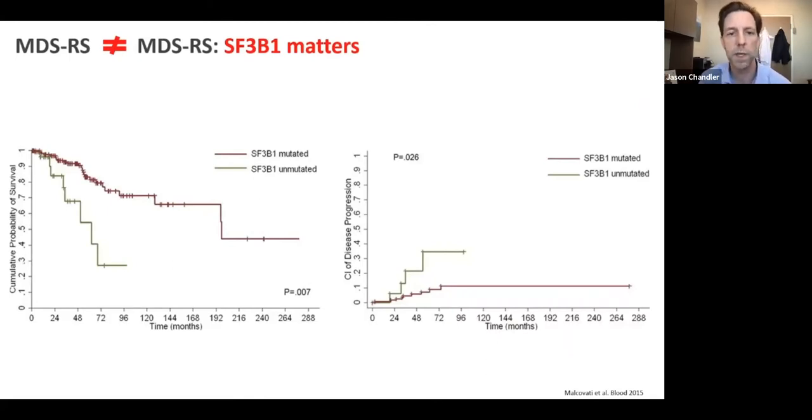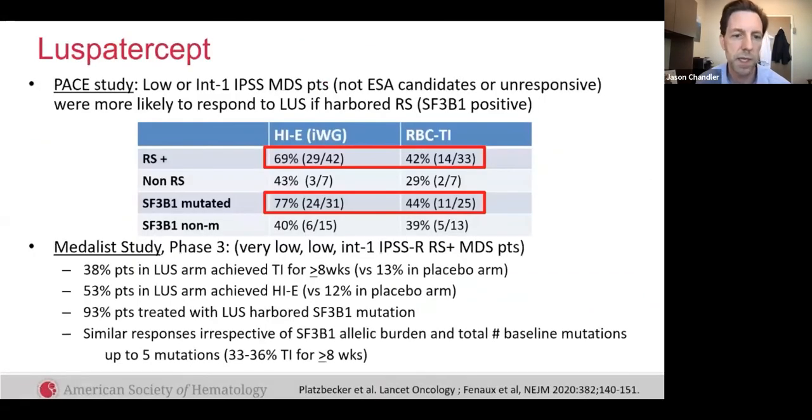And when SF3B1 is there, you're more likely to have MDS with ring sideroblasts. You can see the one on the top when SF3B1 is mutated. These patients, this is their survival, so they do better. And this is their risk of progressing to leukemia. All that to say, in these studies, the Medalist study, most of the patients treated had this SF3B1 mutation. And you can see 93% of the patients treated had the SF3B1.